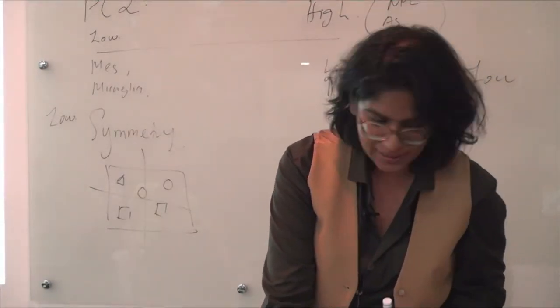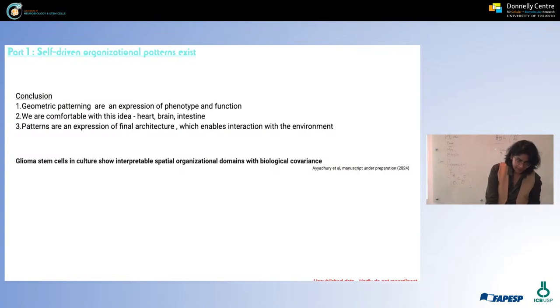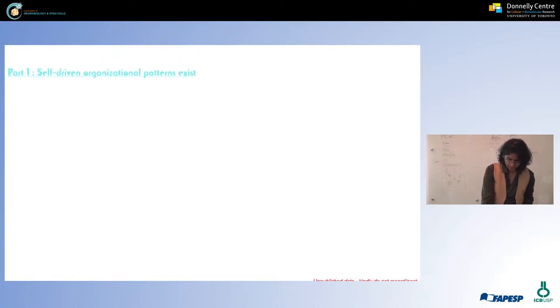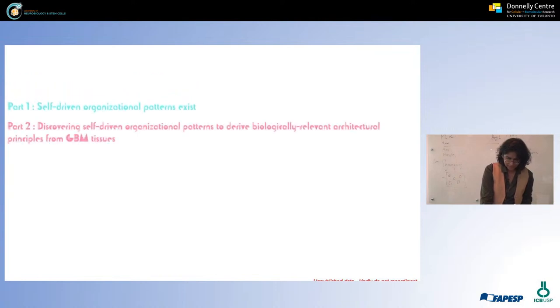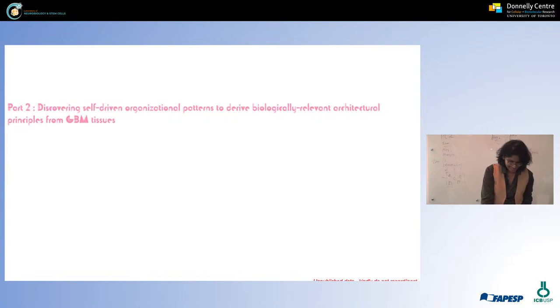So the conclusion is, geometric patterning is an expression of phenotype and function. We are very comfortable with this idea when we talk about the heart, the brain, the intestine, but we're not comfortable when we're talking about something like a tumor. But I think patterns are everywhere. They're an expression of the final architecture. I'm putting this into a manuscript. It's under preparation, and as always, all manuscripts are forever under preparation. So hopefully it will be done soon.